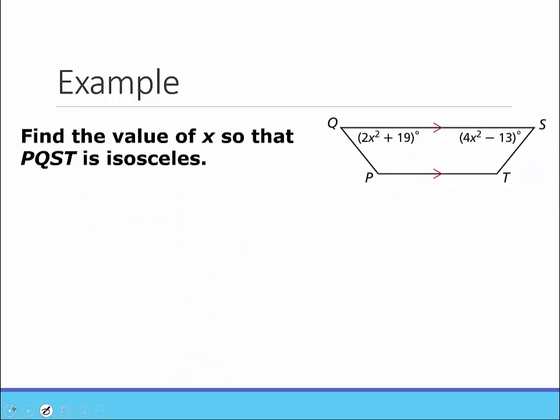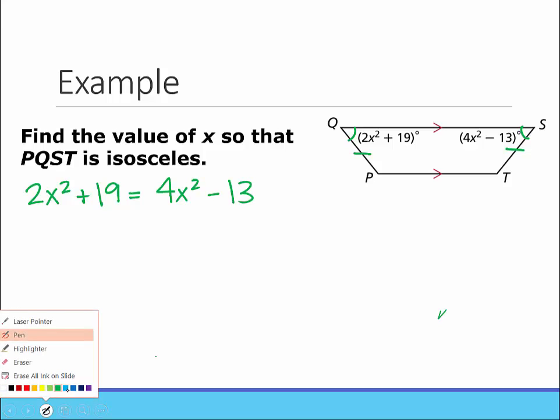Let's do one more. Find the value of x so that PQST is isosceles. So we want these two to be congruent. So remember, in order for that to happen, these two angles have to be congruent. So we want 2x squared plus 19 to equal 4x squared minus 13. So then this turns into an algebra problem.